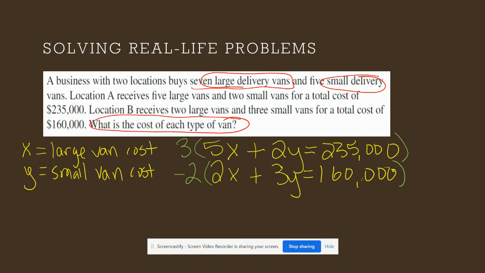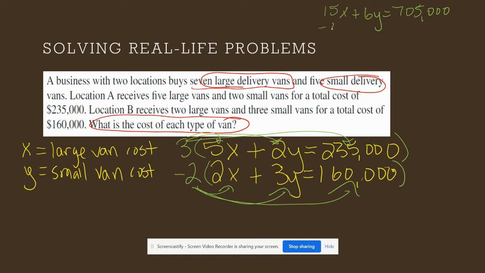That won't matter. But when I go ahead and I put that together, remember when you're multiplying, you multiply all parts. So all 3 parts have to get multiplied by that value. All right. So 3 times 5x is 15x. 3 times 2y is 6y. And 3 times 235 is 705,000.